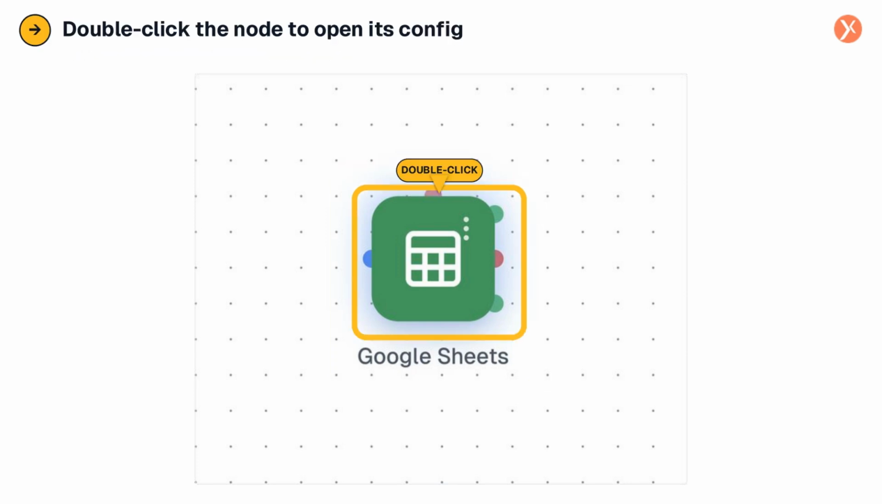To access the configuration settings for the Google Sheets node, simply double-click on its icon. This action will open the node configuration panel, providing you with all the necessary options to define how the node interacts with your Google Sheets and automates your data processes.